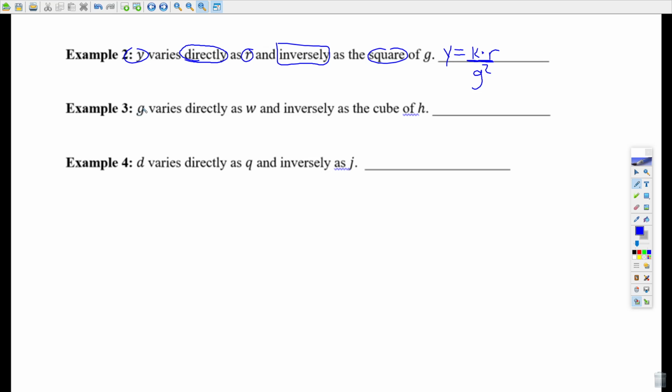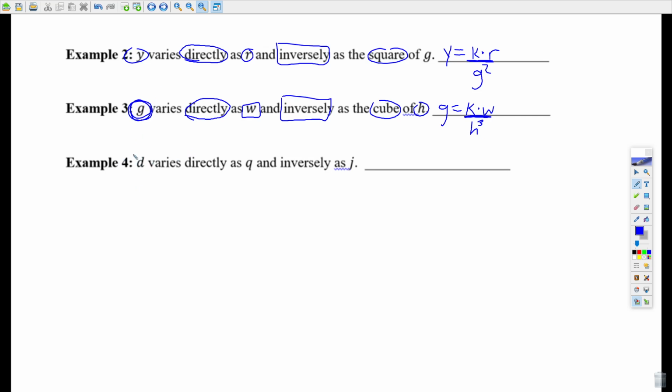Example 3, again, whatever it starts with is the first letter you use, G. So we're saying G equals, and we might as well put K in there. K varies directly as W, so times W, and inversely, so we're dividing, as the cube of H. So H to what power? 3.